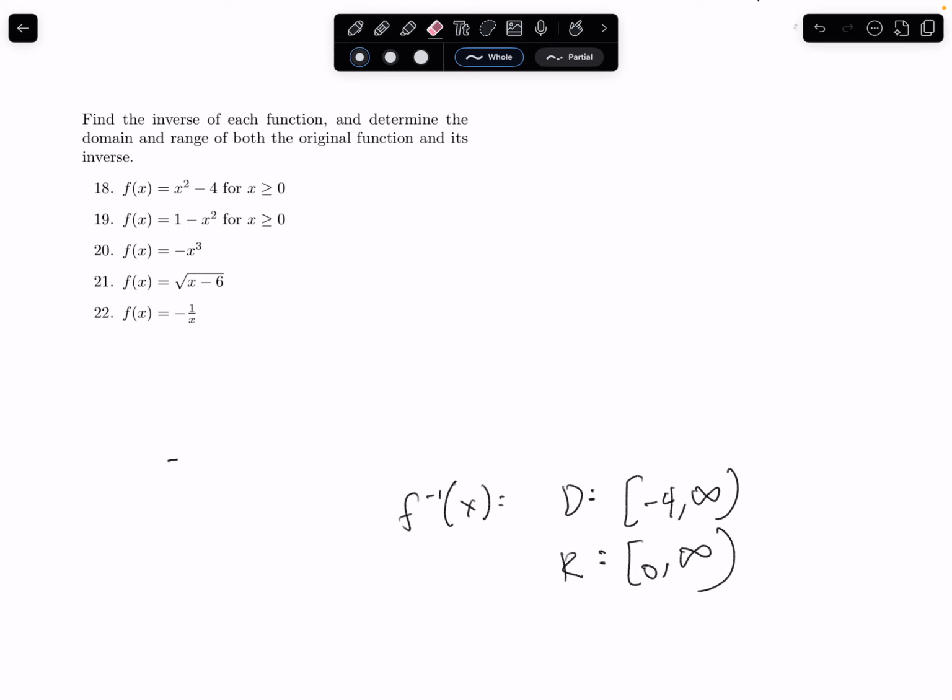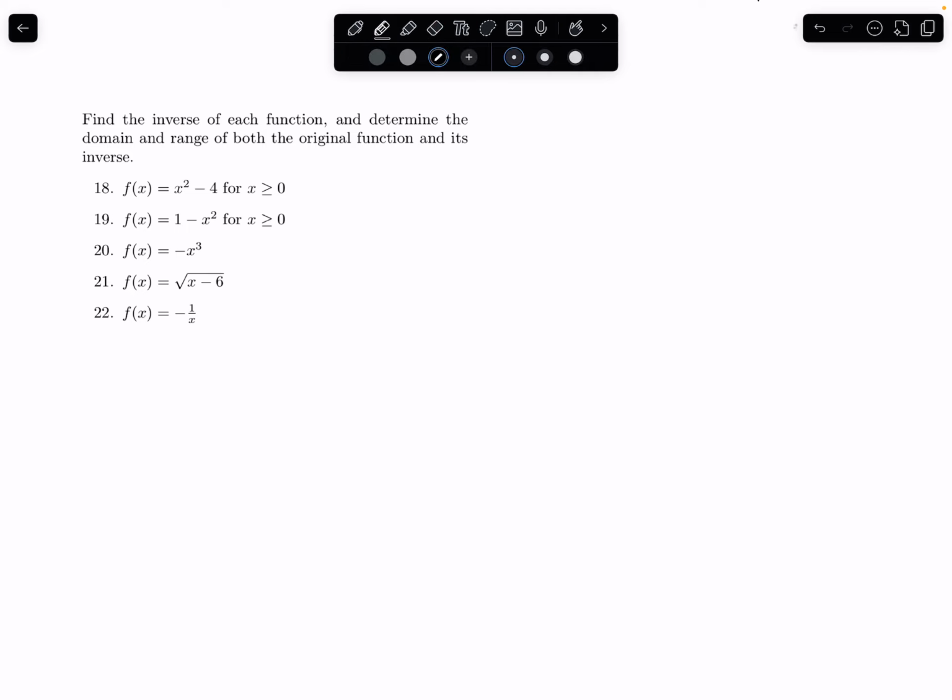So hopefully we can finish relatively close to a 75-minute class here. That one is gone. Okay, number 19.